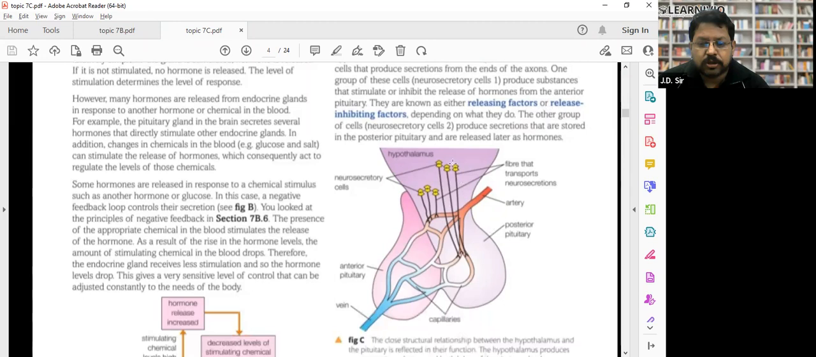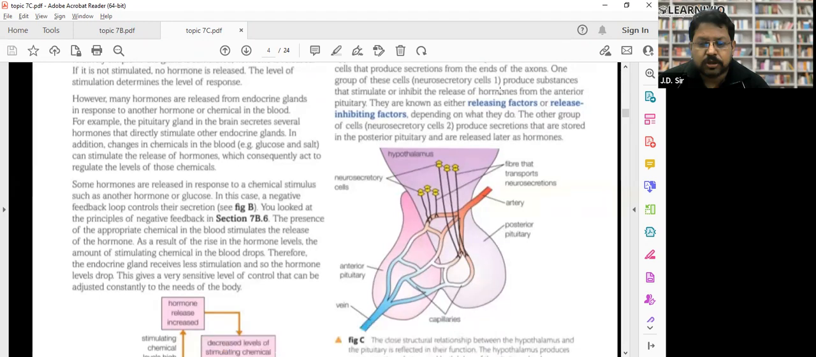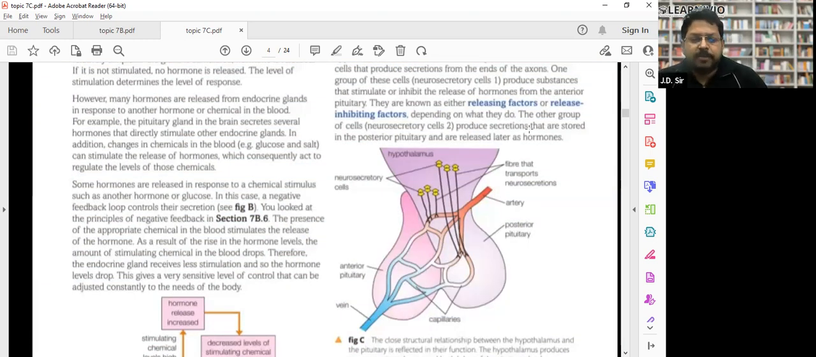Look, this is the hypothalamus, and these are fibers that transport neurosecretions from the neurosecretory cells. What do they control? They reach the posterior pituitary and the anterior pituitary, and that's how the pituitary is controlled with the help of these cells. They are known as either releasing factor or release inhibitory factor, depending upon what they do. If they ask it to go and release the hormone, they are called releasing factors. If they stop it, which means negative feedback, they are called inhibiting factors.